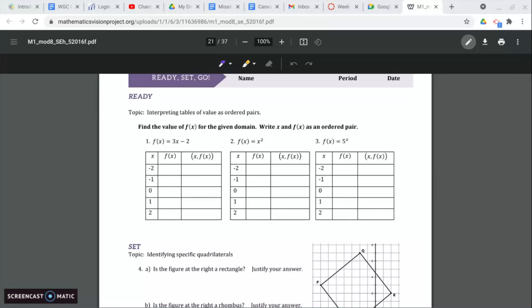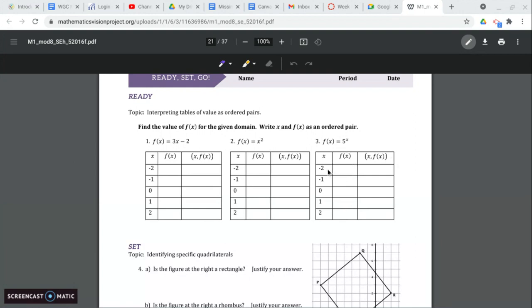So for this first part here, we are interpreting tables of values as ordered pairs. So we want to find the value of f of x for the given domain, write x and f of x as an ordered pair. So what that means is we are just plugging in what the given x value is, finding the f of x value, and then writing them as an ordered pair together.